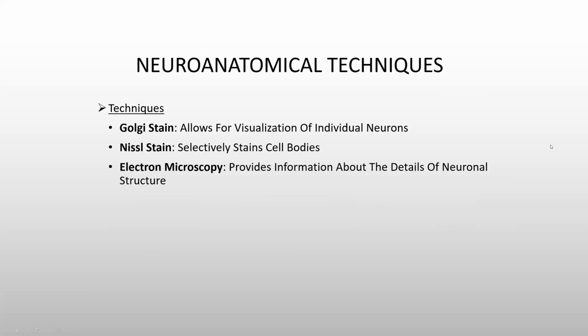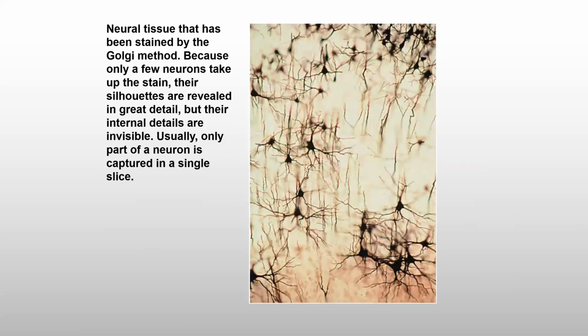Okay, let's talk about neuroanatomical techniques. All right, so we have Golgi stains, and they actually visualize an individual neuron. We have Nissl stains, which stain cell bodies. Okay, so the Golgi entire neuron, Nissl just the cell body, and then electron microscopy, which provides information about the details of neuronal structure. So I'll show you a picture of each one of these.